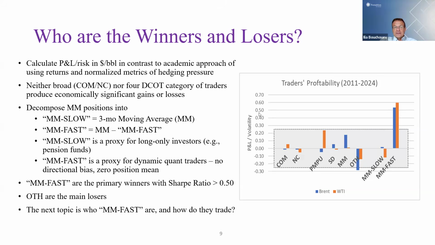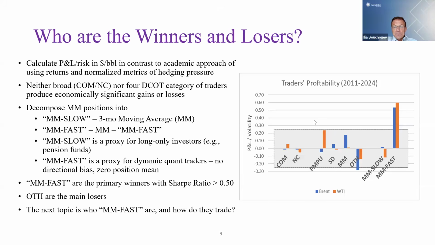It's statistically insignificant. So it turns out if you split commercial and non-commercial into four buckets, according to DCOT reports, PMPU, swap dealers, managed money, and other, it's still economically insignificant. Yes, you see bits and pieces here. For example, WTI PMPUs are making money because, again, they're smart, sophisticated physical traders. Quants are making money in Brent, managed money. Others tend to be losers in both, so retail or hedgers. But it's not statistically or economically significant.